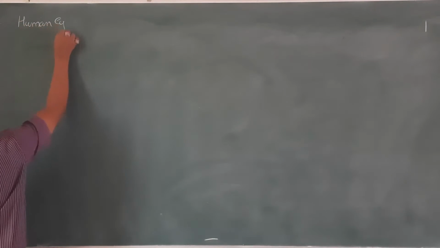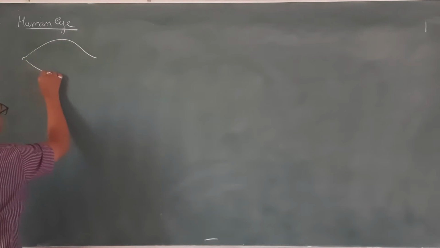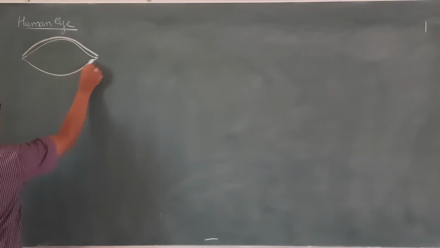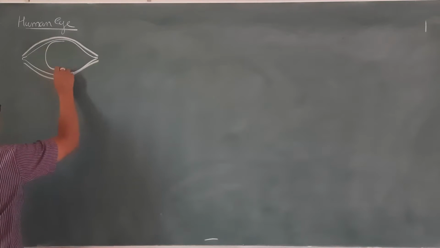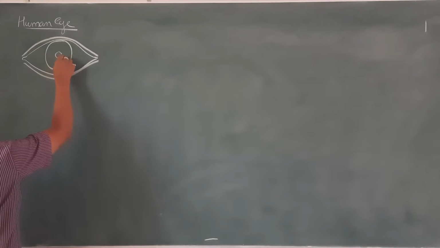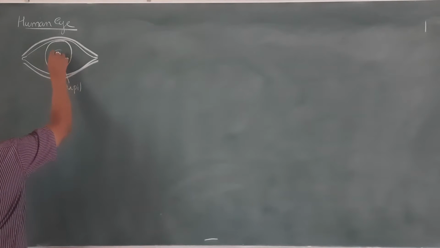Now, looking into the human eye, you know very well that it is very attractive, and it accommodates the different intensities of light. The human eye is spindle shaped and well protected by the eyelids. Inside we find the lens surrounded by the iris muscles, and this is called the pupil. It is the opening through which the light enters inside.